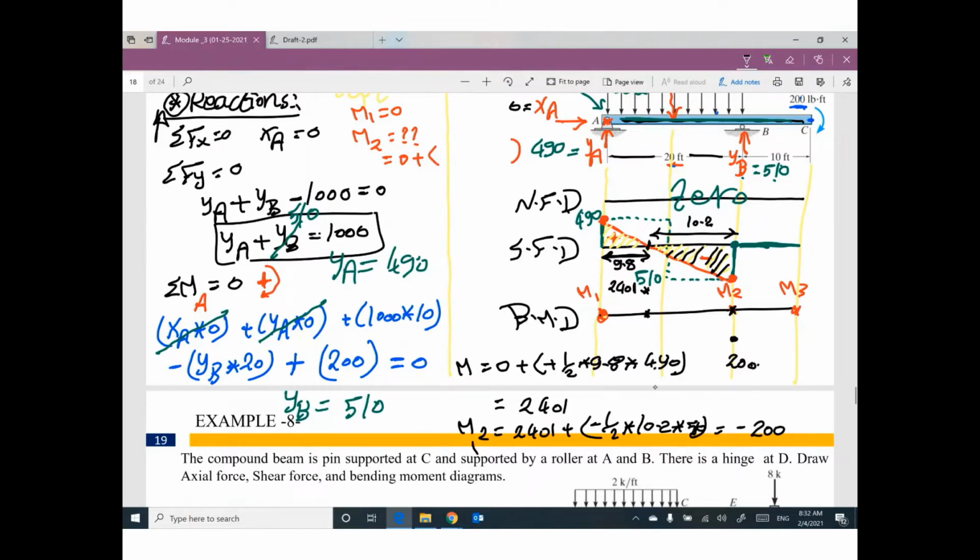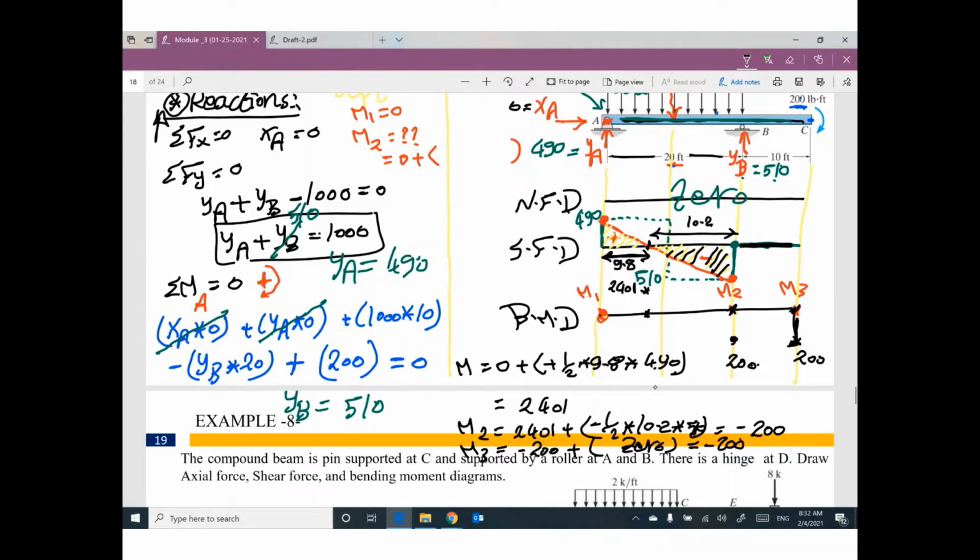What is the value of M3? Previous value, which is negative 200. What is the area of shear between point 3 and point 2? Do you have any area of shear? No, we don't have. So the value will be negative 200. So we have another value here, negative 200.